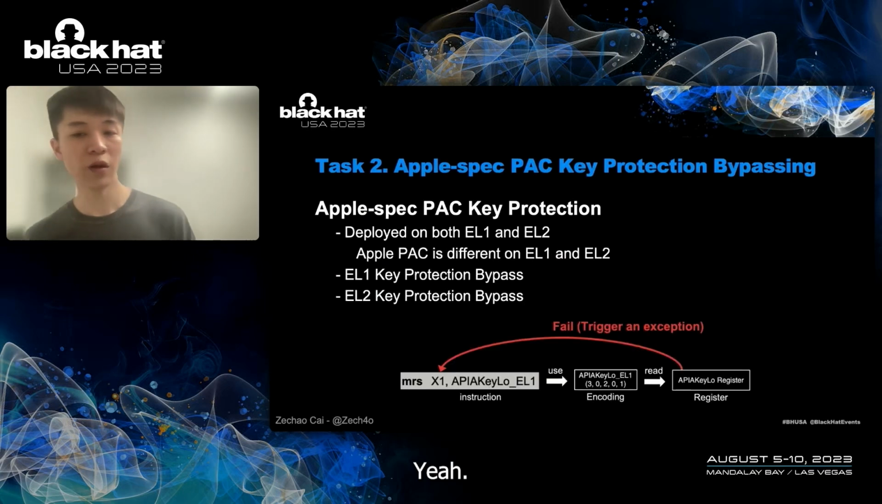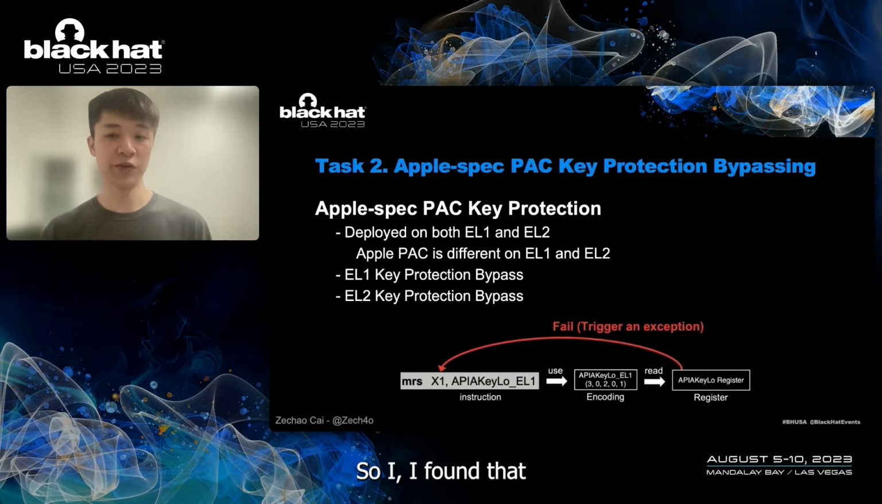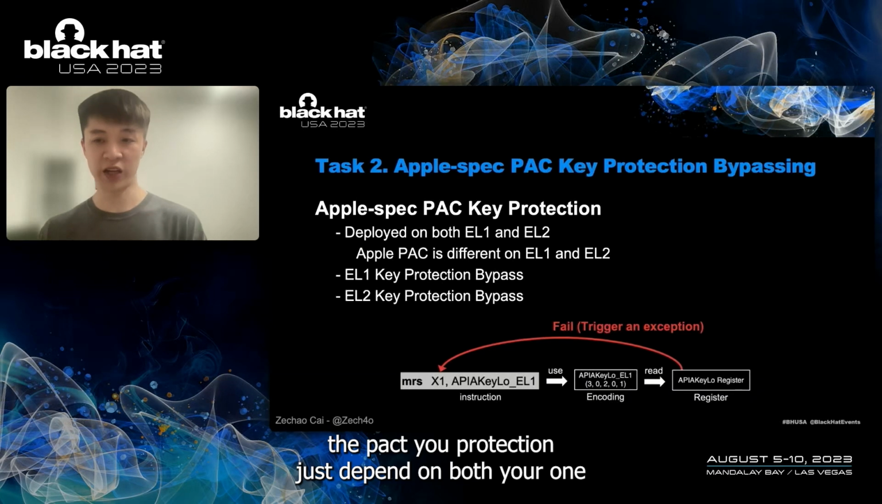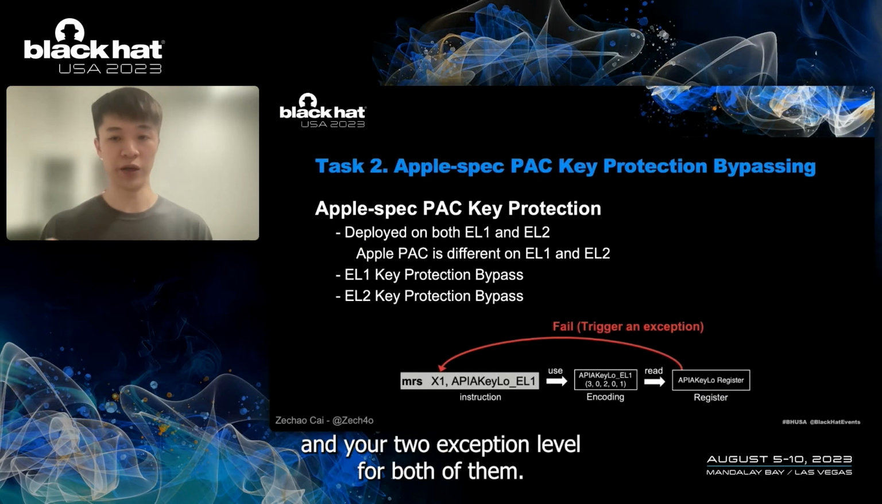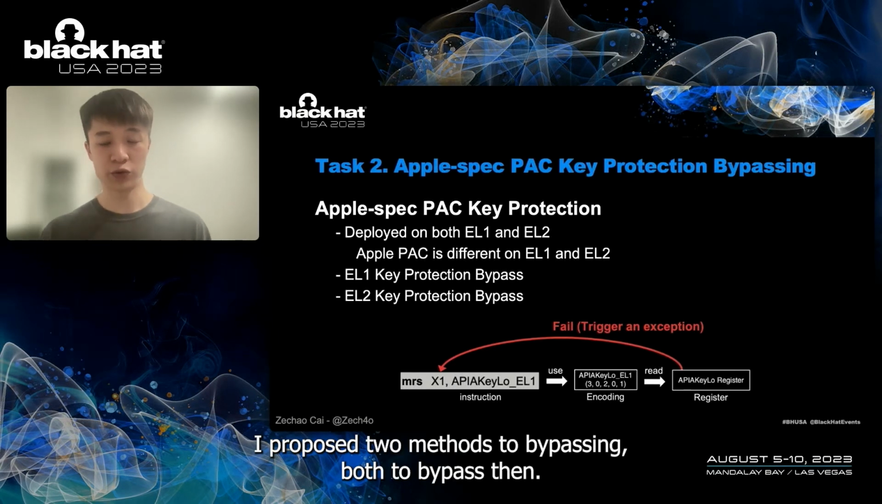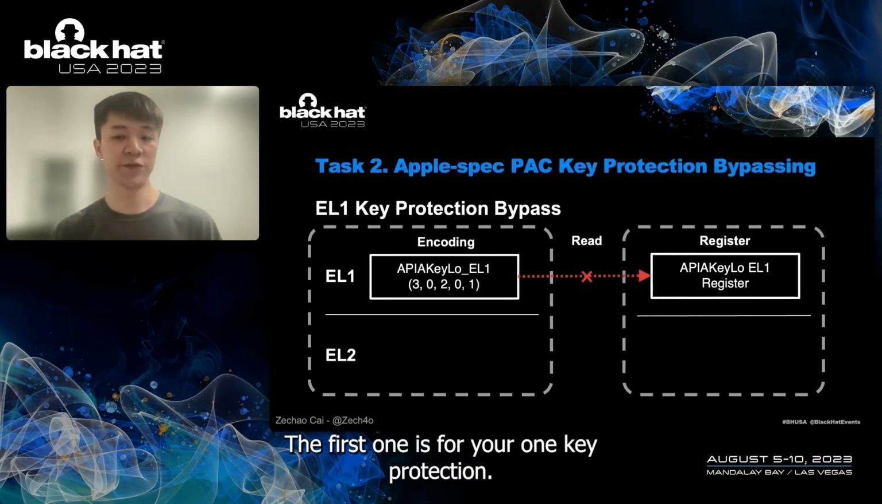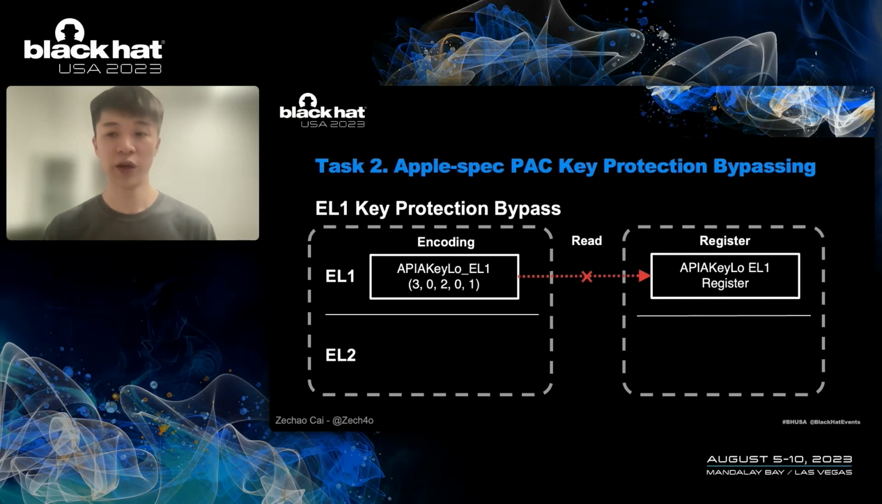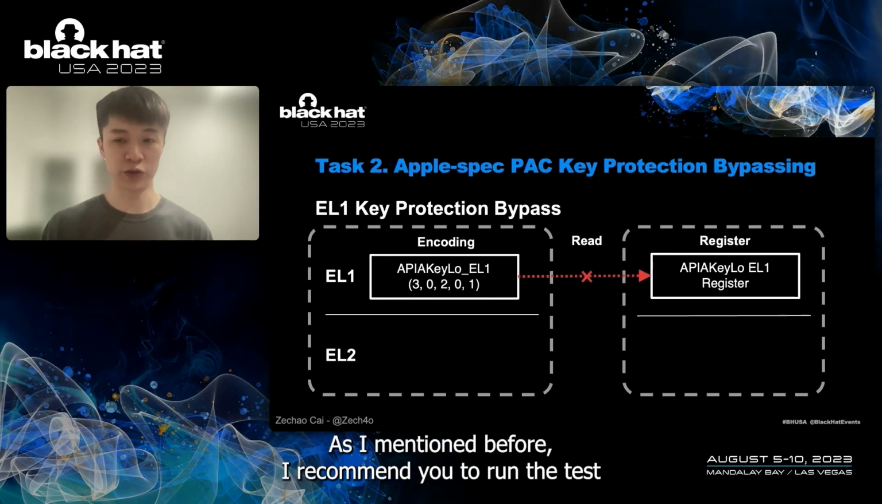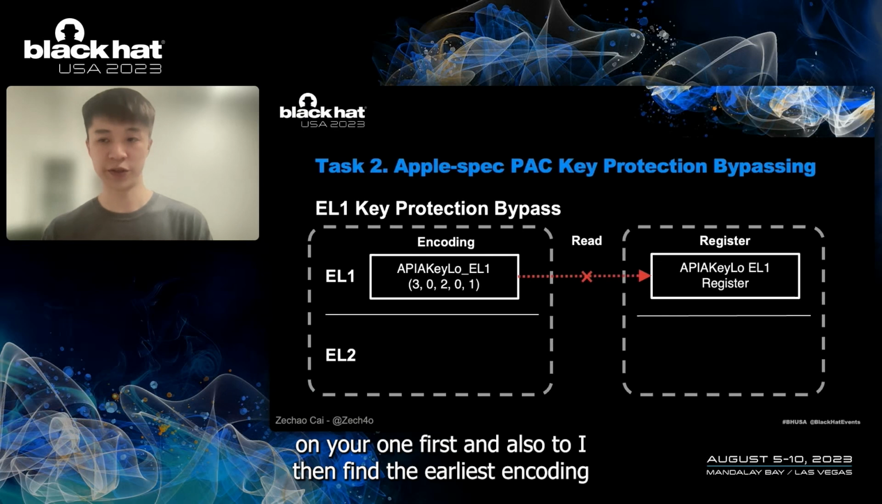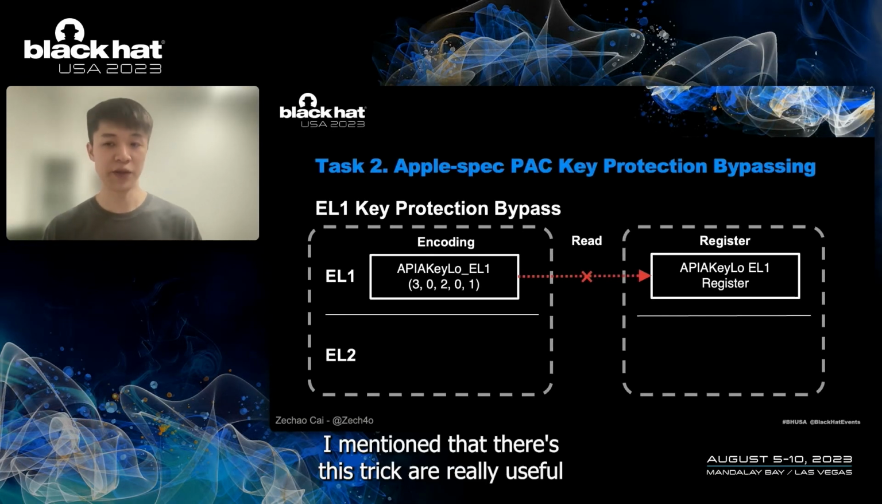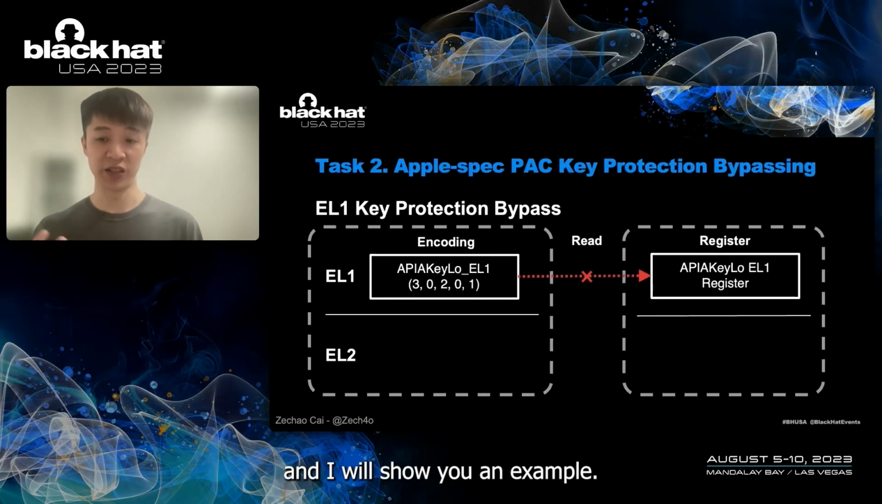I found that the PAC key protection is deployed on both EL1 and EL2 exception levels. For both of them, I propose 2 methods to bypass them. The first one is for the EL1 key protection. As I mentioned before, I recommend you run the test on EL1 first, and also identify the alias encoding. I mentioned that this trick is really useful, and I will show you an example.